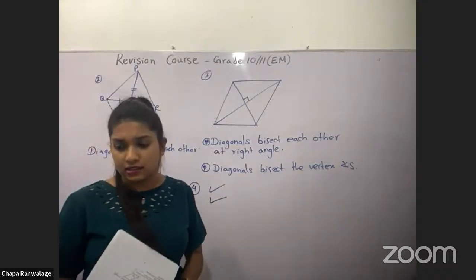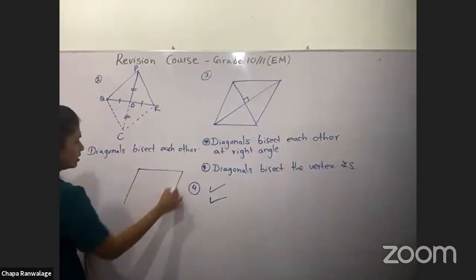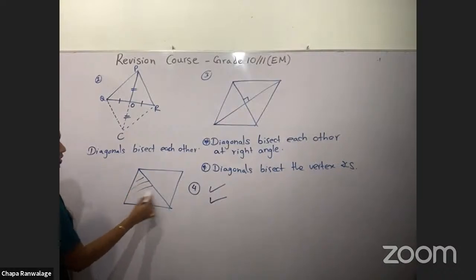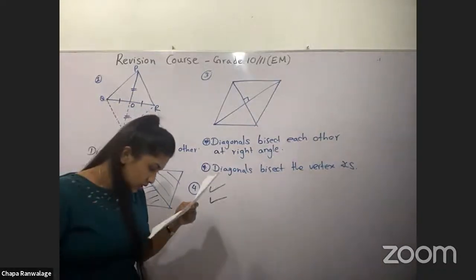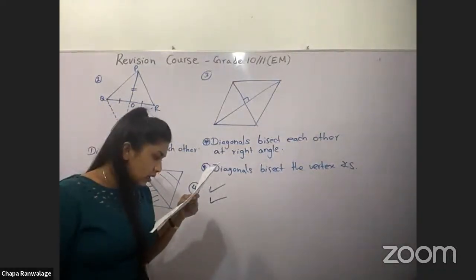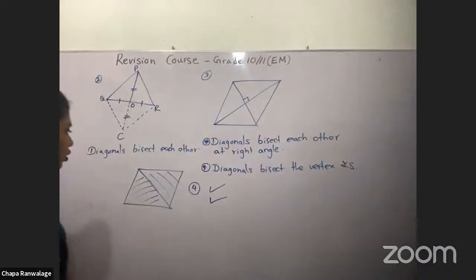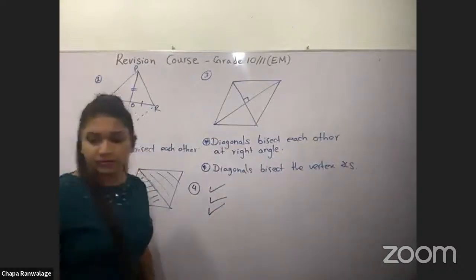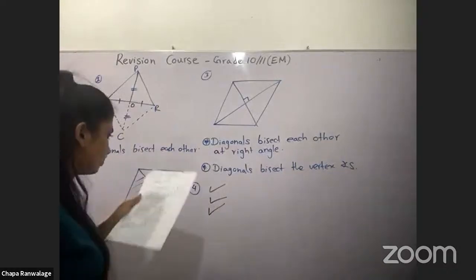Incorrect answers came. Why? In a parallelogram, yes, that is true. Diagonal, the area of this one is equal to the area of this one. We will prove it. In the proof you have to prove them. Correct? Then the third one is also correct. All are correct. Then next question, fifth one.